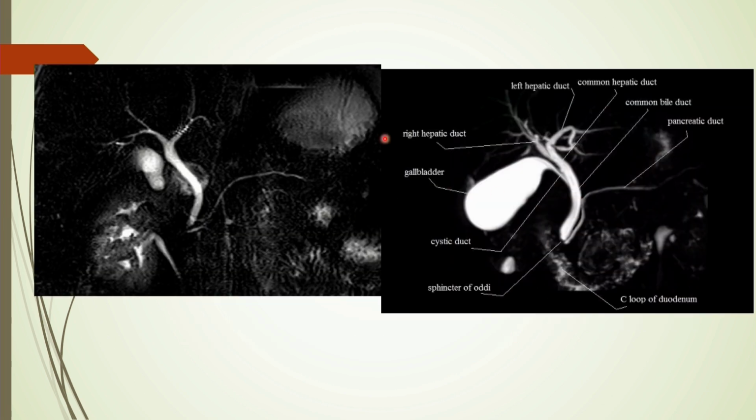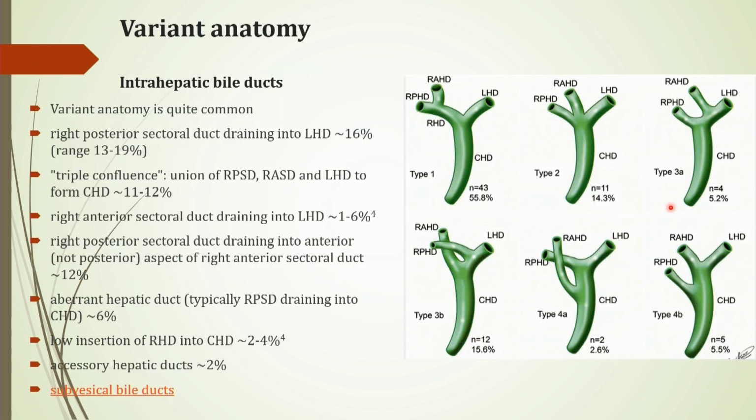This is the classical pattern of the intrahepatic and extrahepatic biliary ductal system and the pancreatic duct, which is normally seen in 60% of patients. Various variants in the intrahepatic ductal system include the right posterior sectoral duct. The second most common pattern is the right posterior sectoral duct draining into the left hepatic duct, seen in approximately 15 to 16% of cases. Trifurcation anomaly is usually seen in 14 to 15% of cases. Right hepatic duct draining into the left hepatic duct, and aberrant right and left hepatic ducts draining into the common hepatic duct, are seen in 2 to 5% of cases.